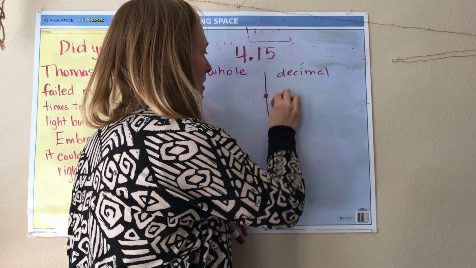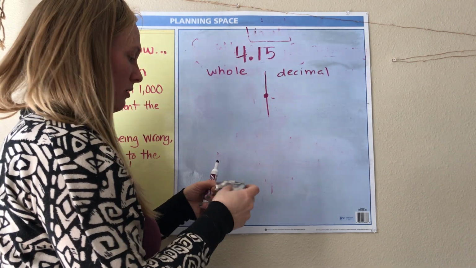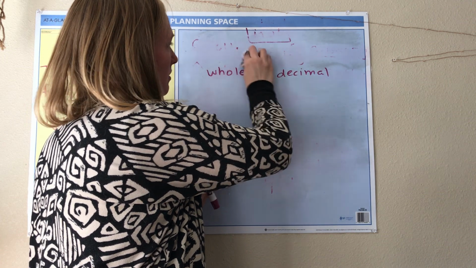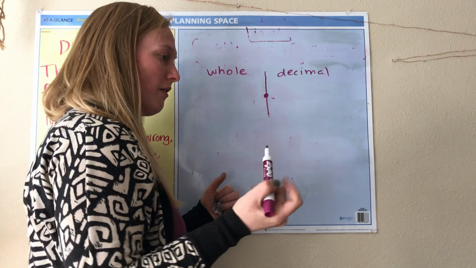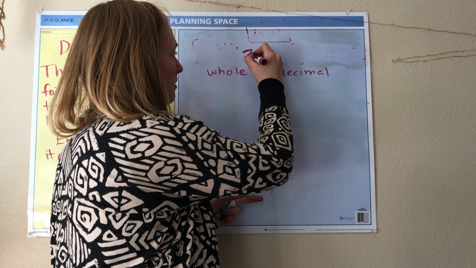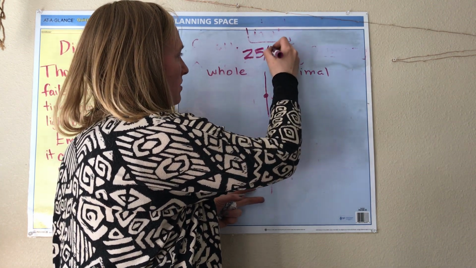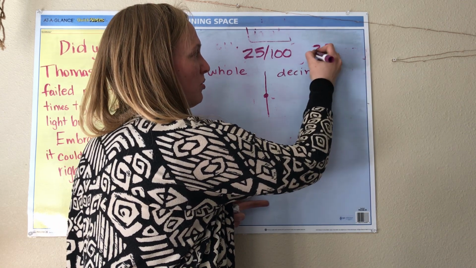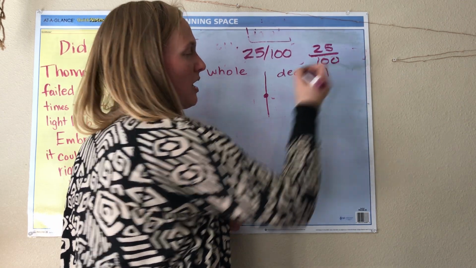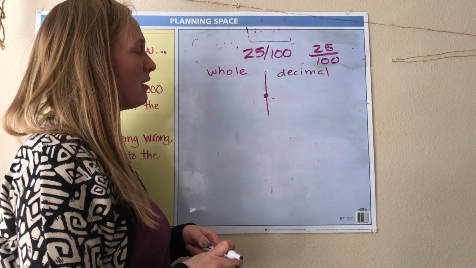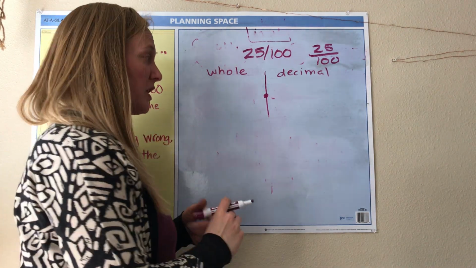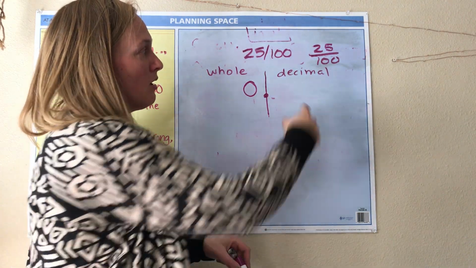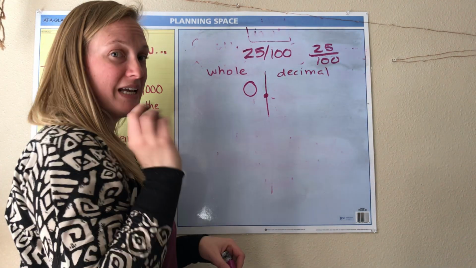All right, let me go ahead and erase this. I have 25/100, or you're probably used to seeing it as 25 in your numerator, 100 in your denominator, okay? There is no whole number, so I'm going to put a 0 in my whole number. This is my decimal. My fraction is my decimal.